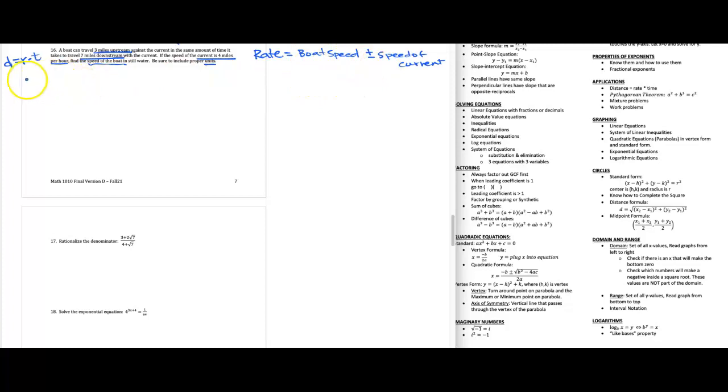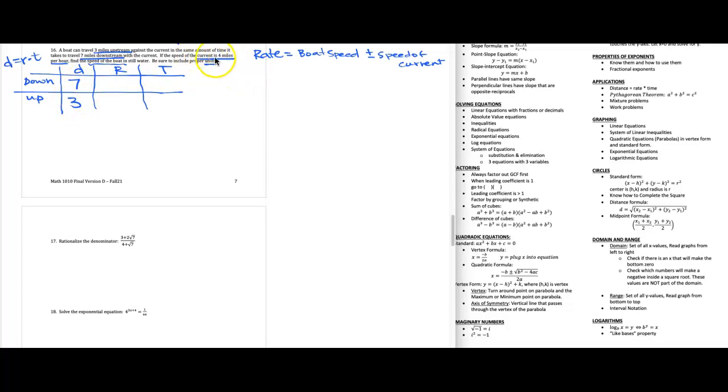So let's go ahead and set this up in a table. We know stuff about downstream and stuff about upstream, and we're going to be making some equations that deal with that. We need to know the distance, the rate, and the time. So what do we know about the distance? You can travel 3 miles upstream, so that 3 goes there for upstream, and 7 miles downstream. So I've got my distances written in.